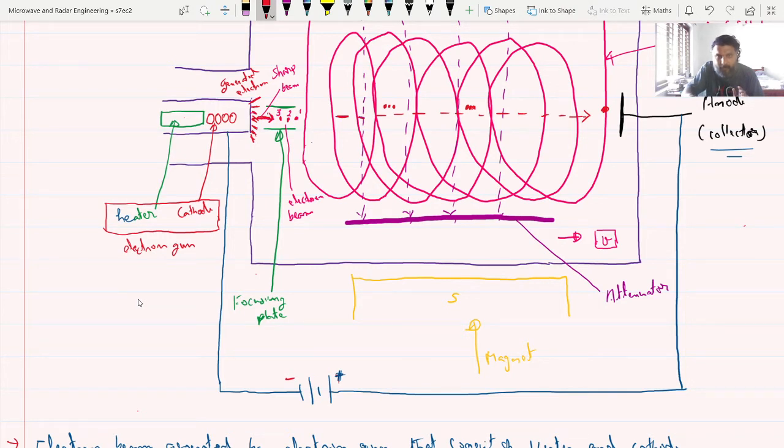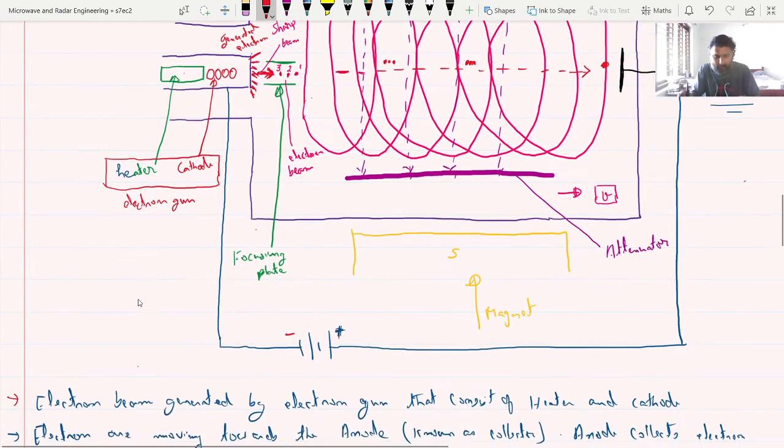That is why I have written here, right? I have indicated a sharp beam with an arrow mark. Okay, so I will write that one.